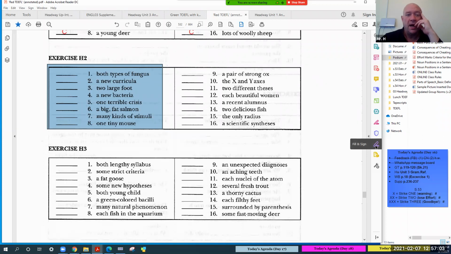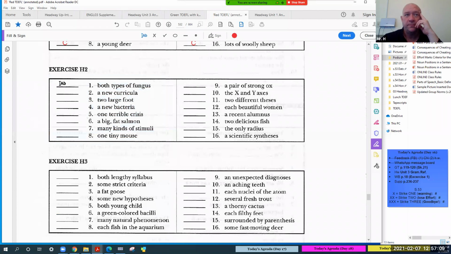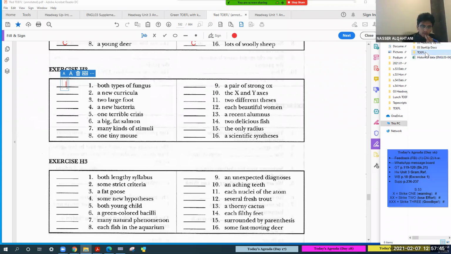Okay. So Amjad, what do you think about the first one? What type of fungus? Is it correct? I think yes. Okay, you just lost marks in TOEFL. How do I know? Because you have to learn the formula. So let's see if I can find the formula. Types of fungi.